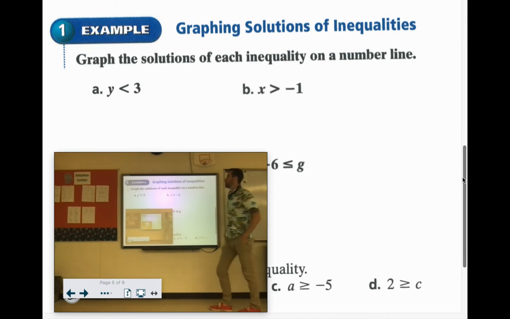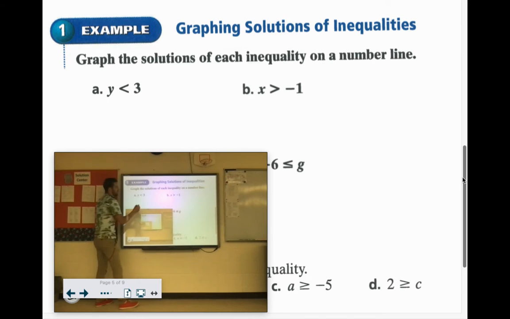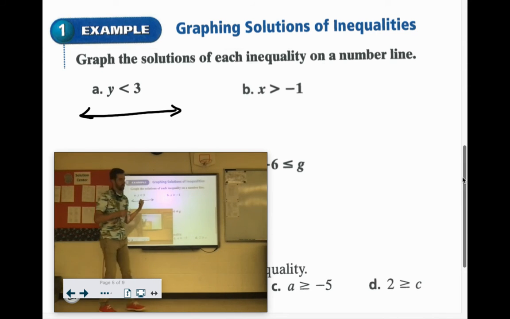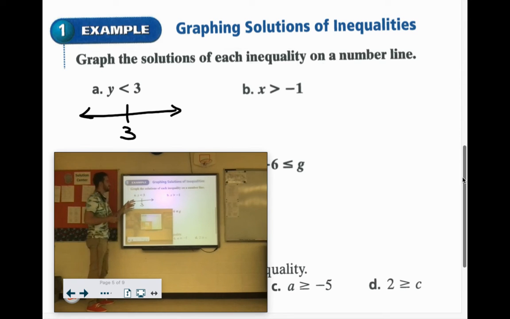Graph the solutions of each inequality on a number line. Now you can make your number lines as fancy as you'd like. You can make them include 75 numbers. All I care about is the solution. So to me, you can just have your number line with a 3 on it. Now as far as the dot, let's remember what the dot means. It's saying, is this number part of the solution?